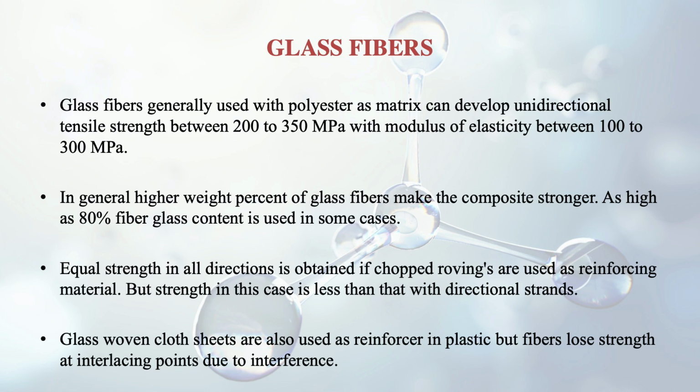Glass woven cloth sheets are also used as reinforcer in plastic, but fibers lose strength at interlacing points due to interference. So glass woven cloth sheets act as a reinforcer in plastic, forming a combination to give a good composite. But at the meeting point or interlacing point of two fibers, there is interference, so the strength is lost at that point.